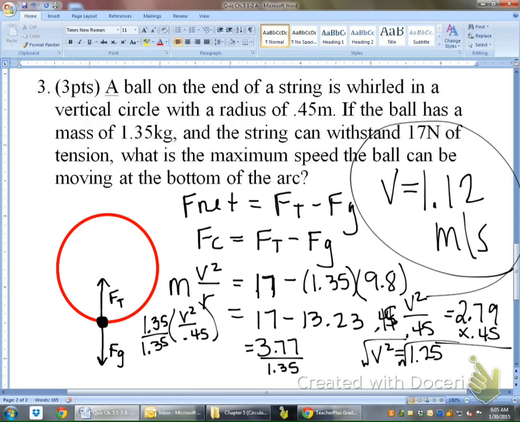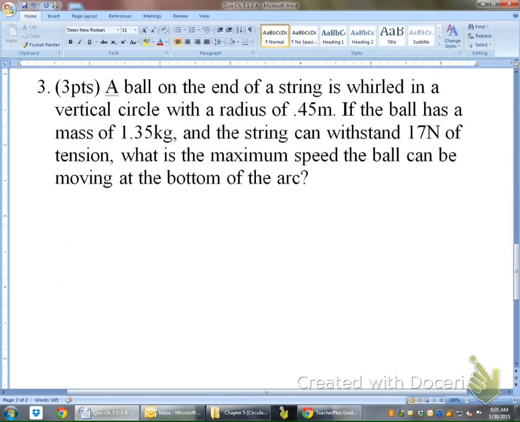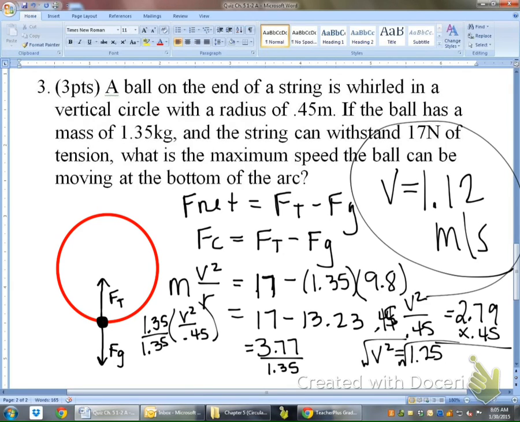All right, are we good? So if I would have asked for the maximum speed at the top of the arc, we would have been looking right here. Our force of tension would have gone toward the middle, and our force of gravity also would have gone toward the middle because it's still pointing down. Okay, so the only thing that would have changed here is that we would have taken plus Fg, plus that number. Okay, we would have just changed that part of the problem. We add the force of tension plus the force of gravity since they're both going toward the center of the circle, which is the positive direction. Okay?